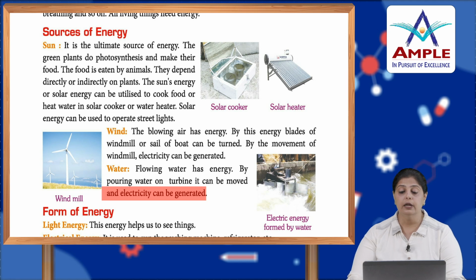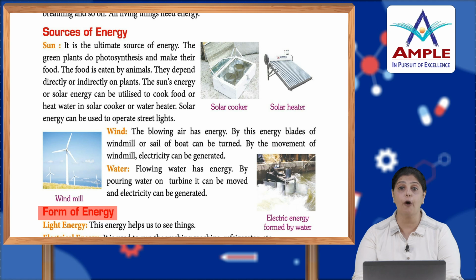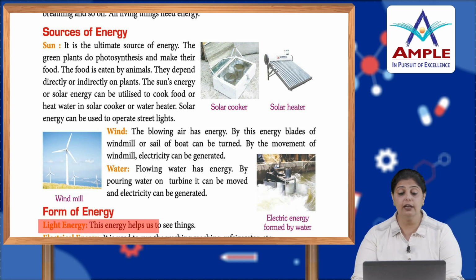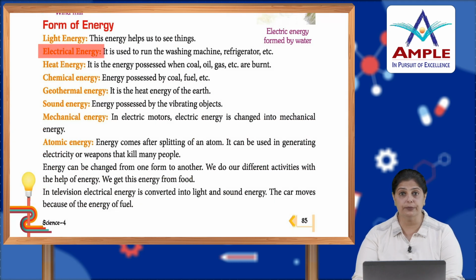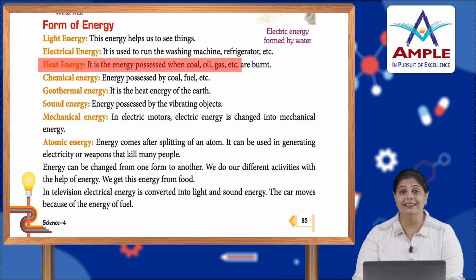Okay? Now, let's look at the forms of energy. How can we find energy in different forms? Energy in different forms like light energy. This energy helps us to see things. Because of light energy, we are able to see things clearly around us. Electrical energy is used to run the washing machine, the refrigerator or any electrical equipment. Heat energy is the energy which is possessed when coal, oil, gas, etc.